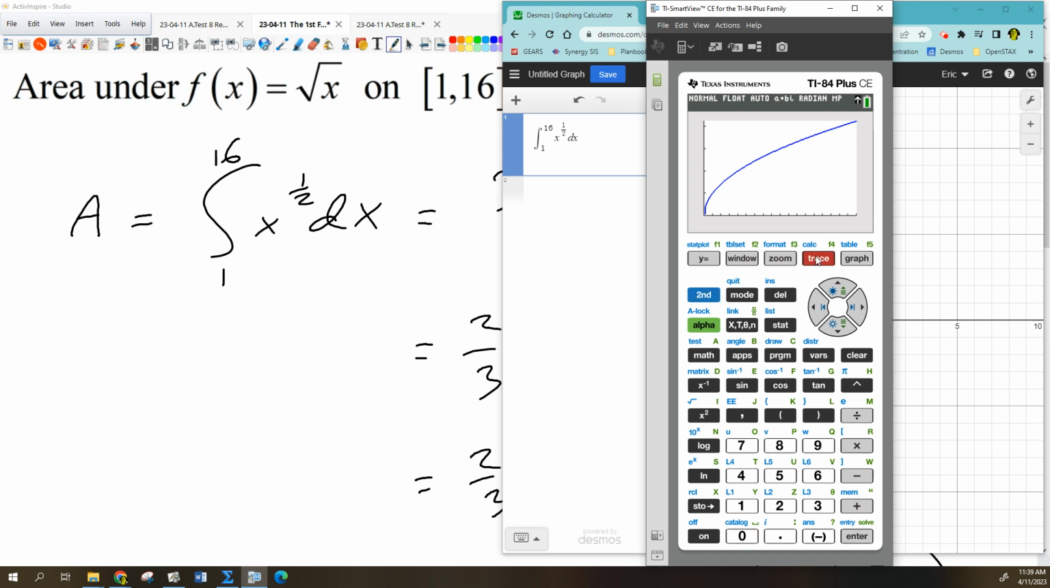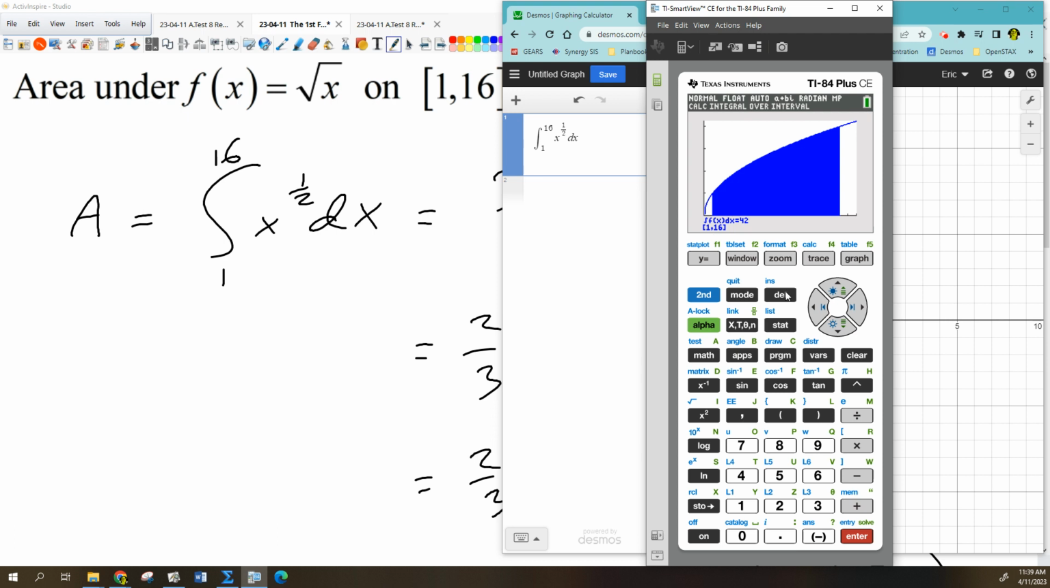Now anytime I want to do something with this, I go to the calc menu. So second, calc, which one do I want? 7, yep. So I'm going to go 7. My lower limit is 1. Enter. My upper limit was 16. Enter. What do you know? 42. Okay. And it even reminds you what your limits of integration are.